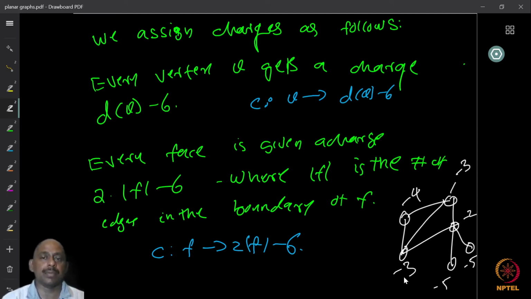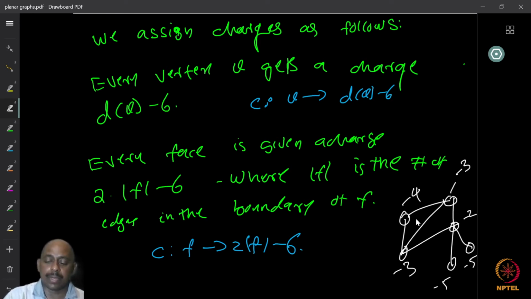If you have degree 10, you will get charge 4. If degree 20, then that vertex will get charge 14. Then every face of the graph is also given a charge. It's twice the length of the face minus 6. The length of the face is the number of edges in the boundary of the face. So the number of edges that define the boundary of the face is the length.